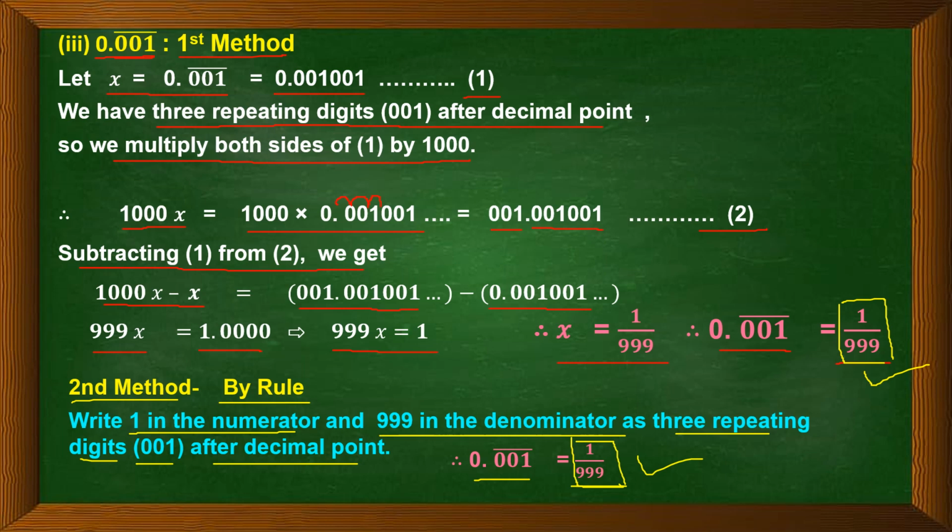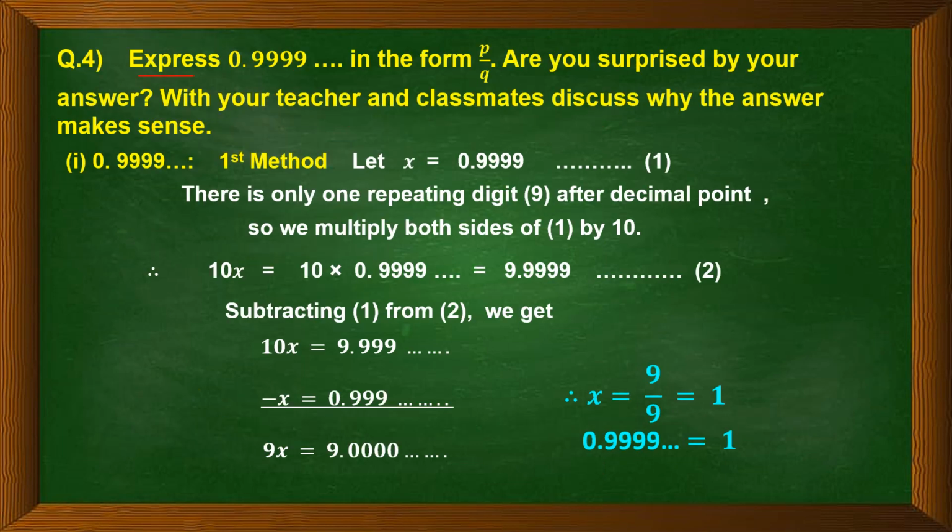Now we are going to solve question number 4. Question 4 is: express 0.9999 in the form of P by Q. Are you surprised by your answer? With your teacher and classmates, discuss why the answer makes sense. Now this number 0.9999 is non-terminating but repeating, and we have to convert it into P by Q form. So it is actually nothing but 0.9 bar. Like we have solved question number 3 first part, 0.6 bar, in the same way we are going to solve this 0.9 bar.